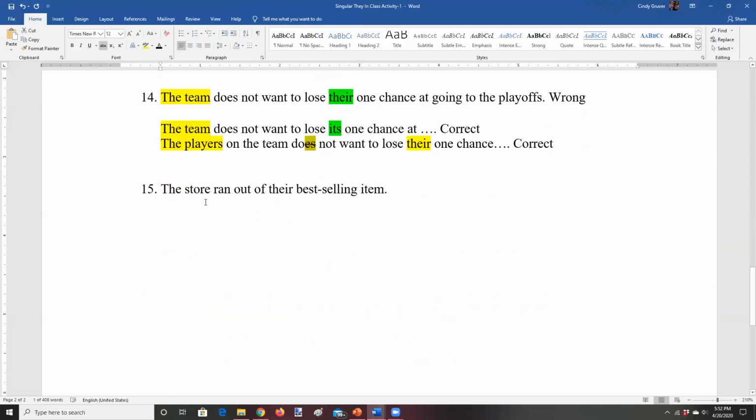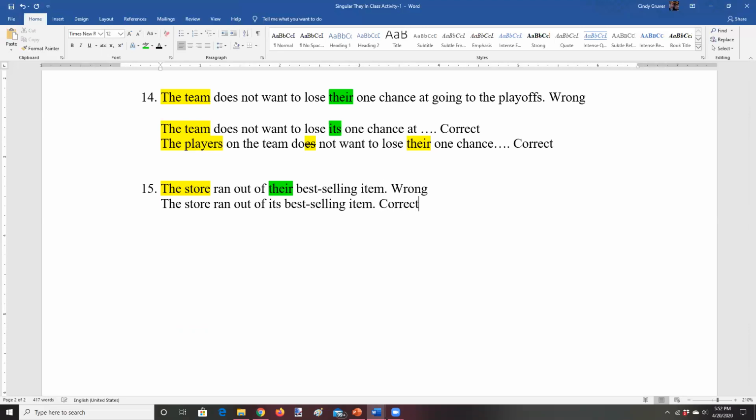Here's our final one. The store ran out of their best-selling item. So our antecedent is store. We know how to make store plural. We add an S, and yet there is no S at the end, so this is singular. And so we need to not use their here, which is plural. So this is going to be wrong. So we can rewrite it: the store ran out of its best selling item.